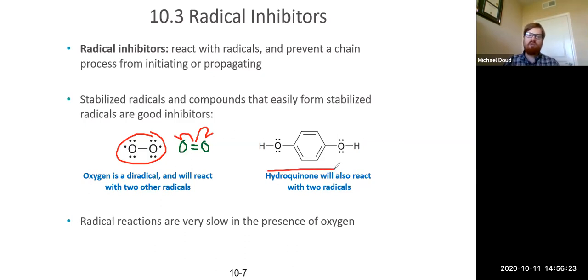Hydroquinone is another good one. Basically, we're going to look at it on the next slide, but it's got two very stable radicals. If you have a radical on this oxygen and on this oxygen, there's a whole other resonance form that kind of stabilizes and allows these to be very, very stable radicals. So we'll look at that on the next slide, I believe.